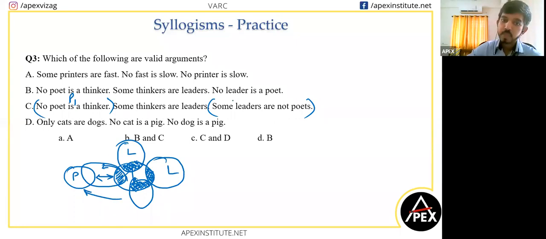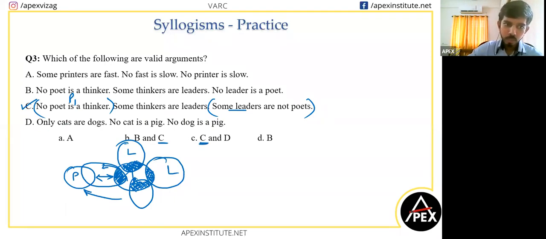So, yes, we can say that there will always be some leaders who are not poets. And these are the leaders, the ones who are in dark blue. They will never be poets because thinkers and poets cannot overlap. So C is okay. C is mentioned here and C is mentioned here.